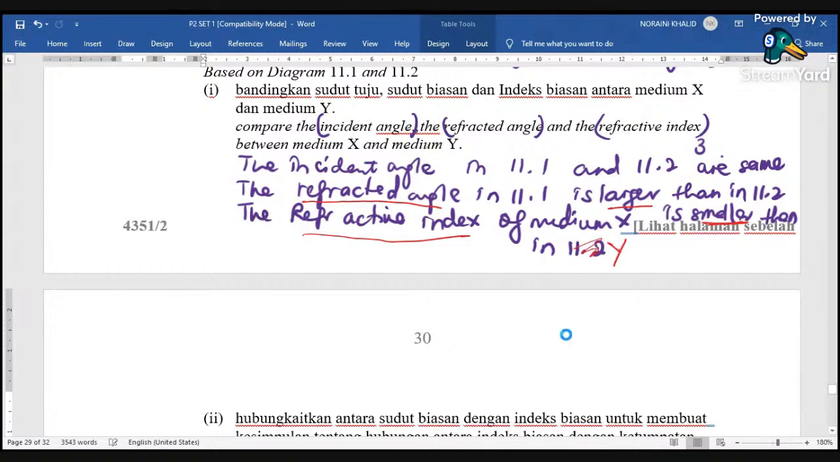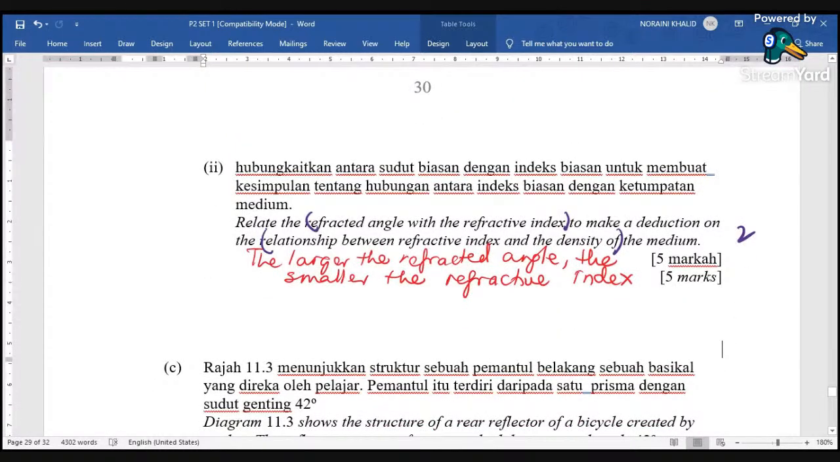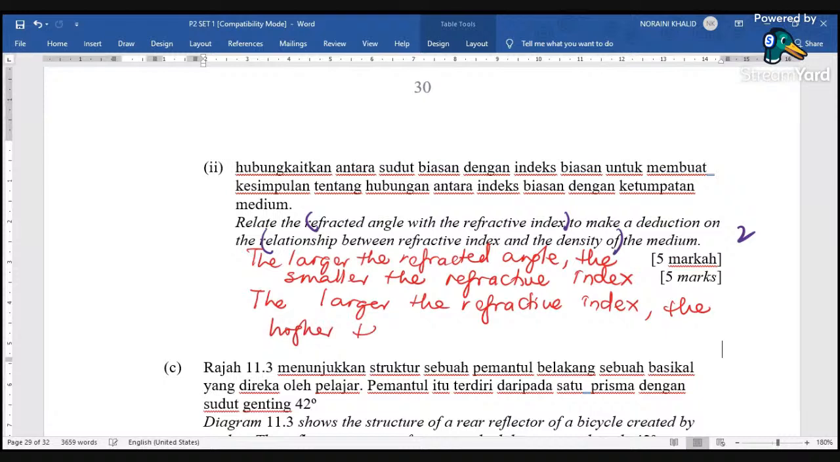means you can write the larger the refractive index, the higher the density of medium. Okay, another 2 marks, you get 5 marks.